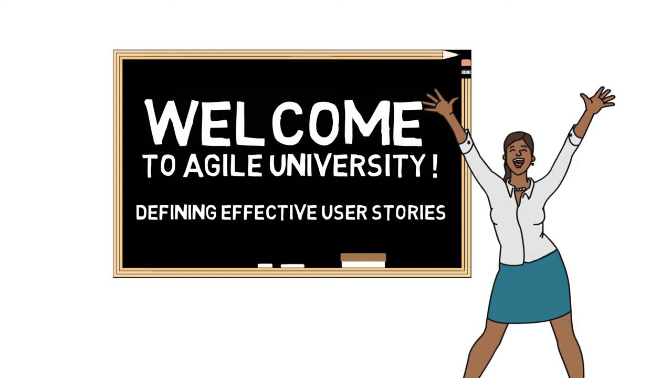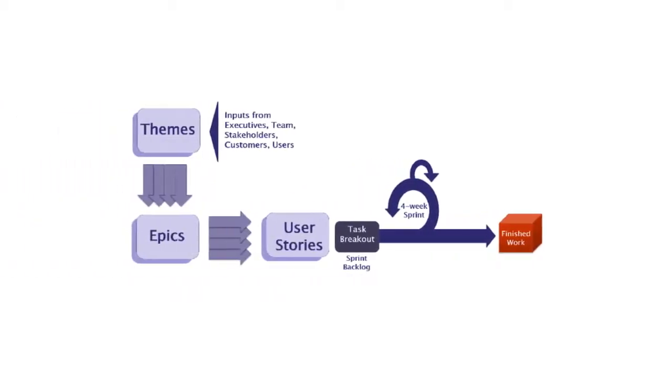Our first module of the course will describe the fundamentals behind user stories and look at the basics of the sprint cycle. Follow me. The sprint cycle involves several moving parts. Prior to a project kickoff, executives, stakeholders, customers, and users provide input that help to write and finalize the themes, epics, and user stories for a desired end functionality. As you can see from the diagram, themes break down into epics, which further break down into user stories.